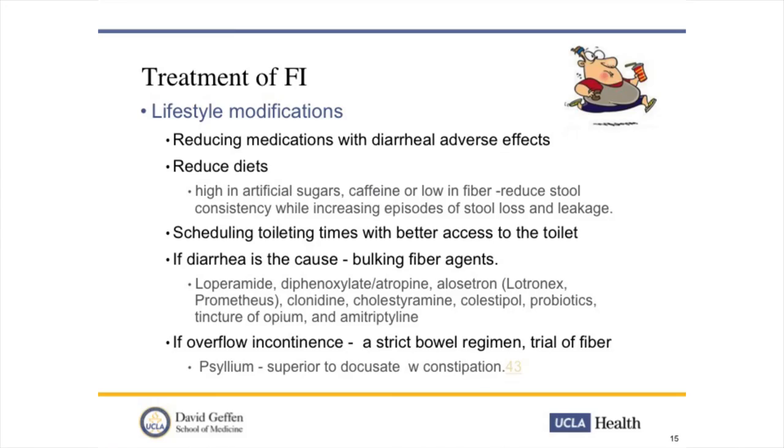If diarrhea is the cause, of course, bulking fiber agents are recommended. And if overflow incontinence is a cause, again, a strict bowel regimen and a trial of fiber. Psyllium is considered superior since it is resistant to fermentation in the small bowel. The definitive evidence that all of you are looking for is actually missing. Again, there's not a lot of data, because the trials really have to be large and randomized controlled in order to show true improvement, but there's enough data to suggest that these are great recommendations.